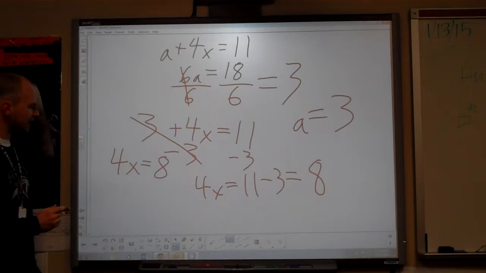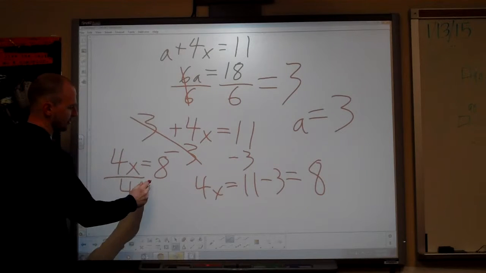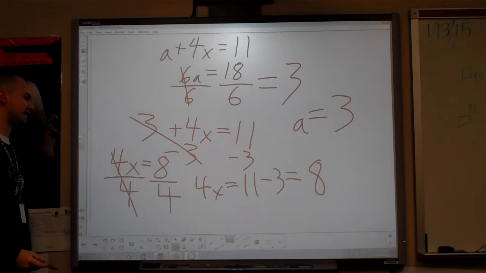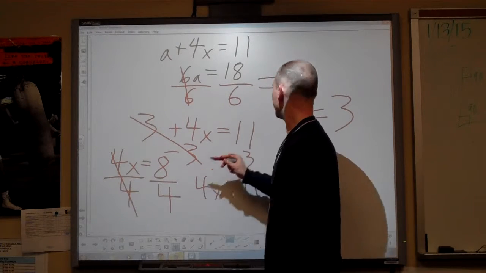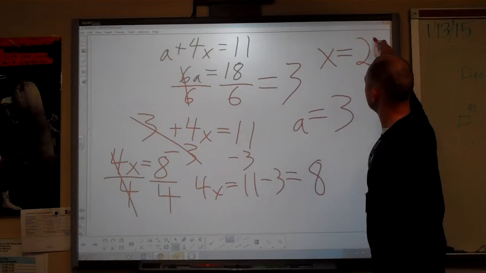If 4x equals 8, that means x must equal, I divide this side by 4. What I do to this side, I must do to this side. Times 4 divided by 4, they cancel out. I have x equals 8 divided by 4. 8 divided by 4 is 2. So x equals 2.